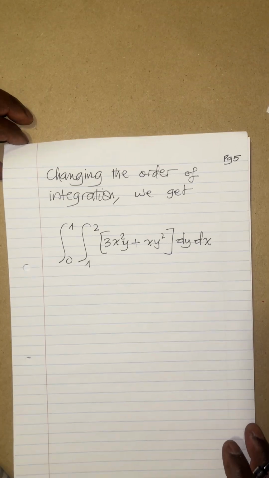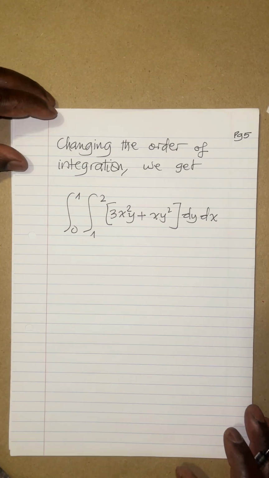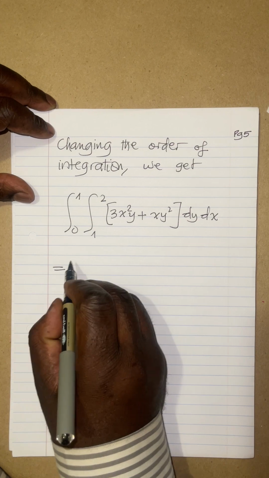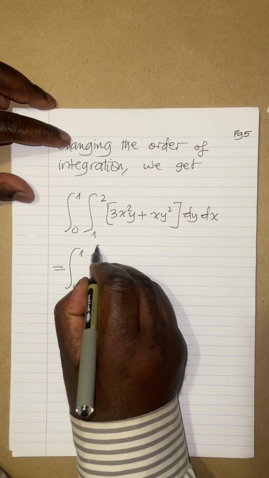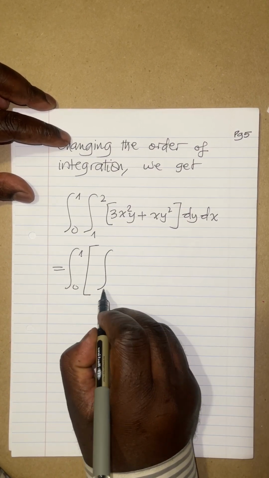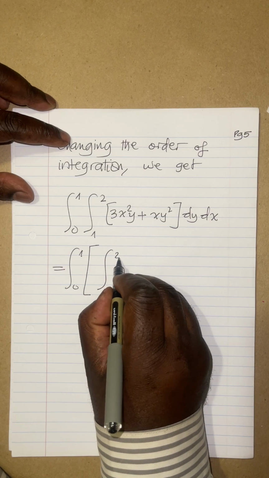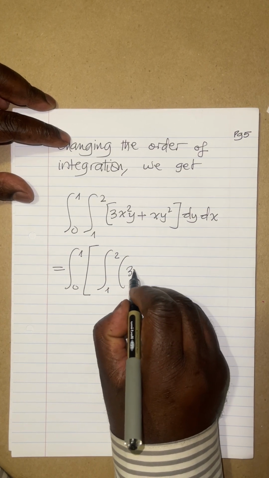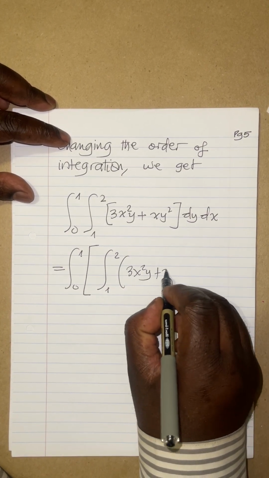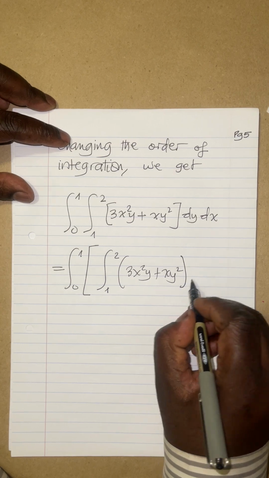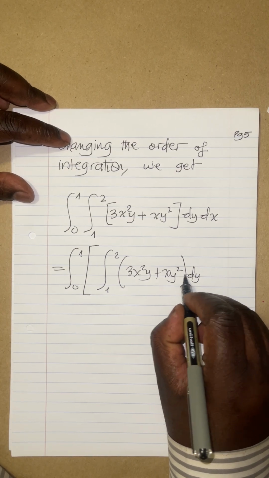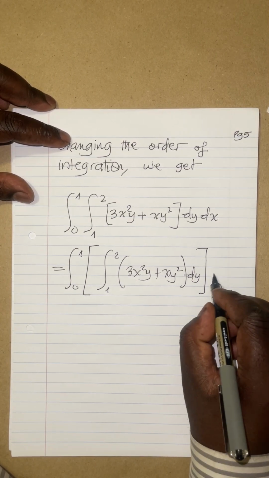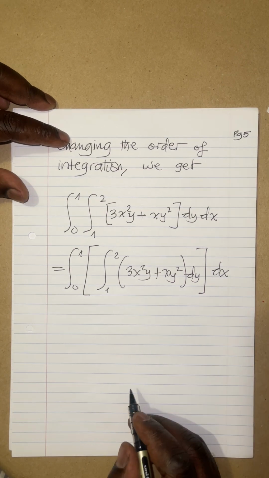Evaluation of this, we need to move a bit quicker now because of time. So this is the same as the integral from 0 up to 1, allow me to use brackets, the integral from 1 up to 2, allow me to use brackets again, of 3x squared y plus xy squared, and then dy here. Then I close that bracket and say dx outside there.